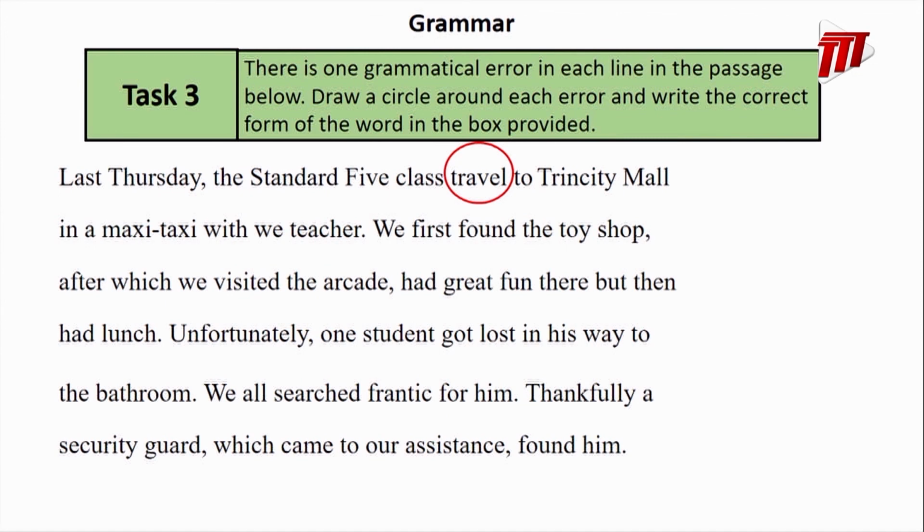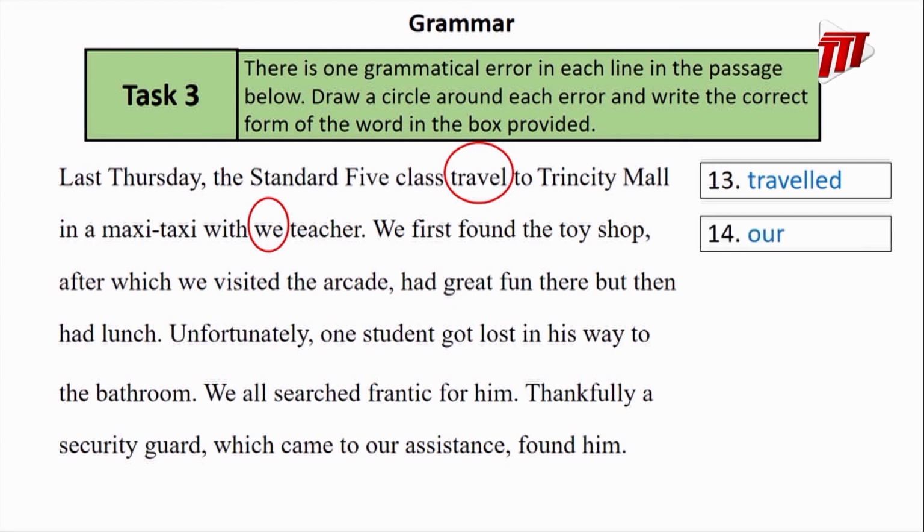So let's go over the verb there, traveled. It was written in the present tense, so we had to write it in the past tense to conform with the rest of the passage, which was written in the past tense, traveled. In number 14, we had the wrong use of the pronoun. We had a personal pronoun and we needed a possessive pronoun, our teacher, and not we teacher, O-U-R. Circle your we and put our in the correct box.